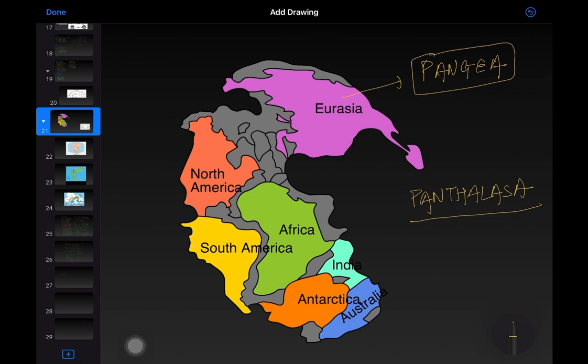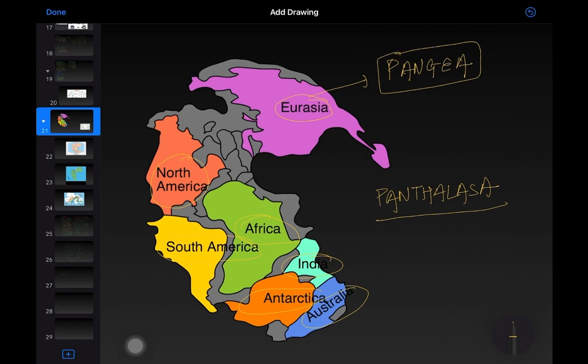Today we have seven continents, which were all combined. So you can see in the picture Eurasia, North America, South America, Africa, Antarctica, Australia, India, and every other continental mass combined together to form one supercontinent, which is Pangea. And other than this continent, there is one super ocean, which is called Panthalassa.